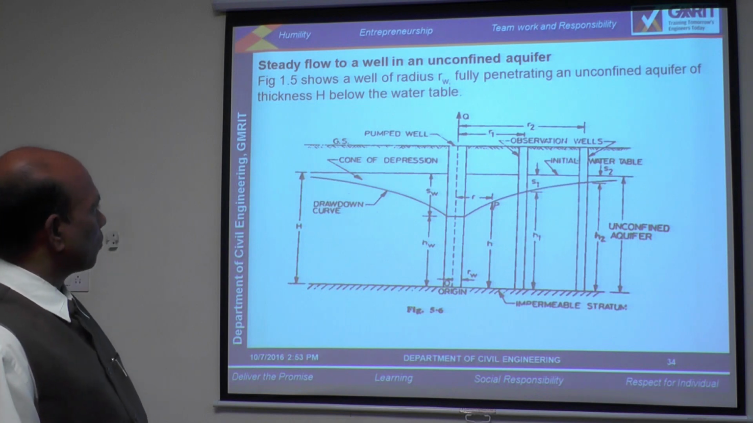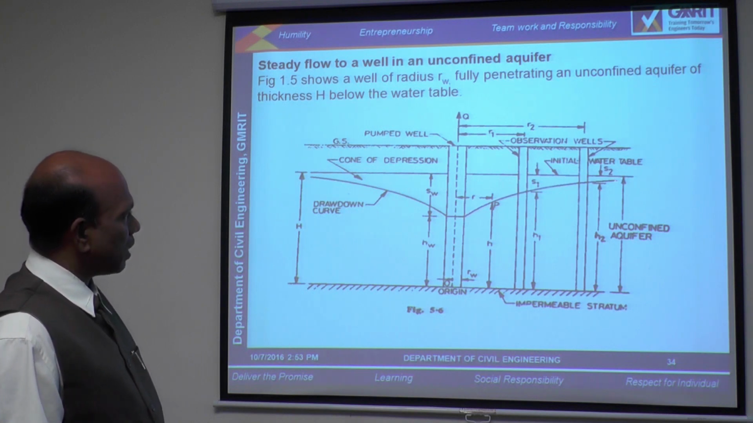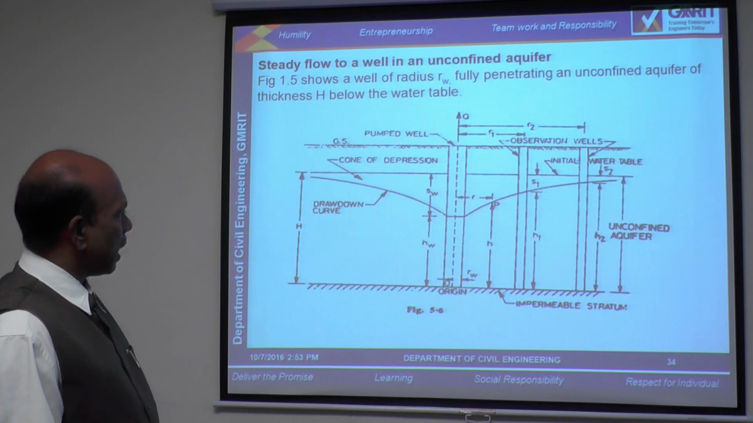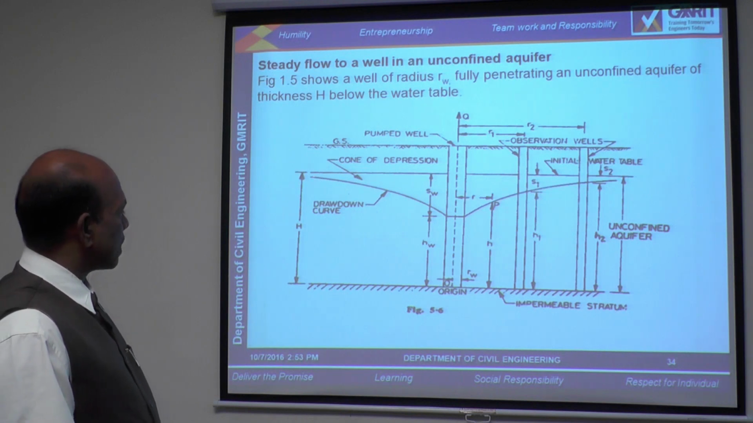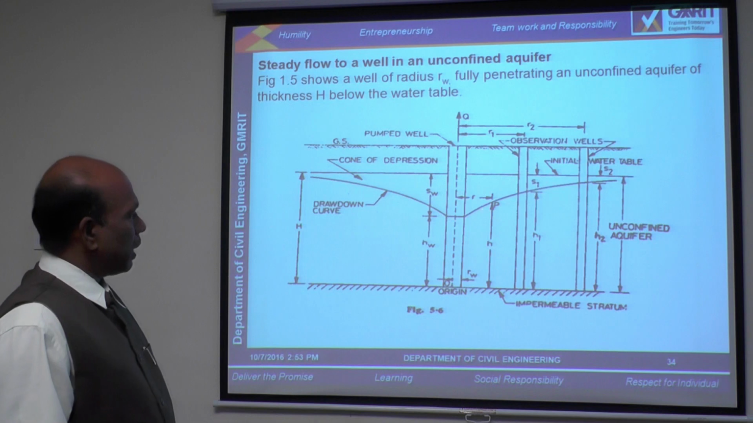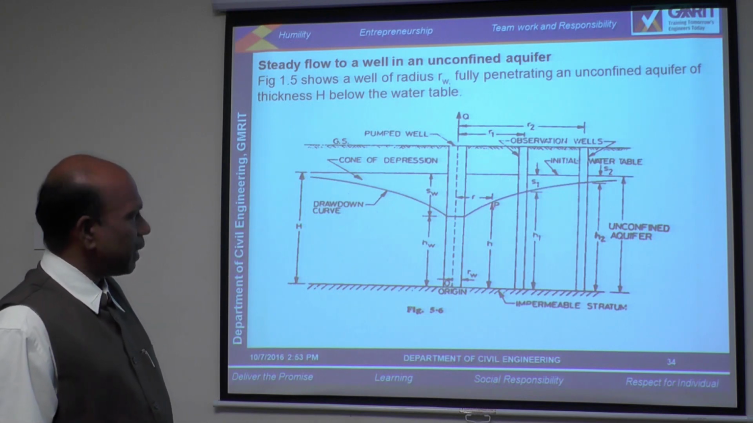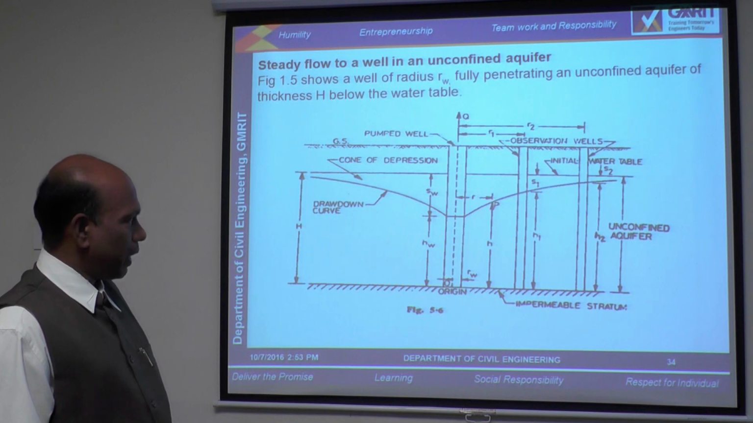Because of the water level drop here, this is a flow line, a radial flow line. Already I told you this is the radial flow line. This is also known as the cone of depression. And here we have taken one point, that is P. This is the point P.